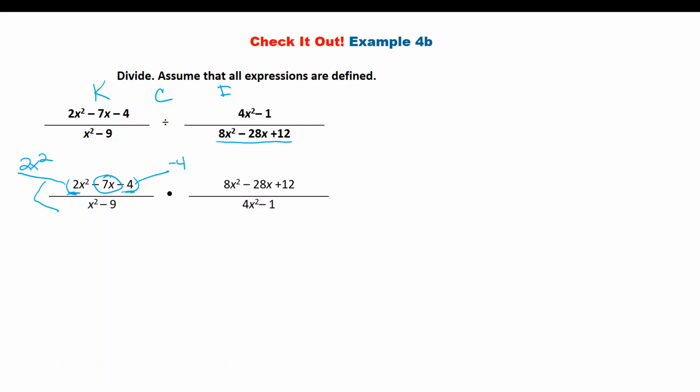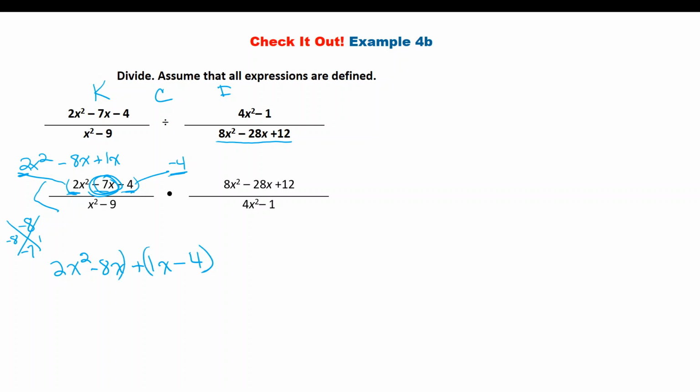I need to find two numbers that multiply together to get negative 8, and I got negative 8 by 2 and negative 4, and add together to get negative 7. All right, well, I know that is negative 8 times a positive 1, so I'm going to write negative 8x plus 1x, and that equals my negative 7x, and then my minus 4. So I'm going to go ahead and write that down here so we can see it a little bit better. 2x squared minus 8x plus 1x minus 4.